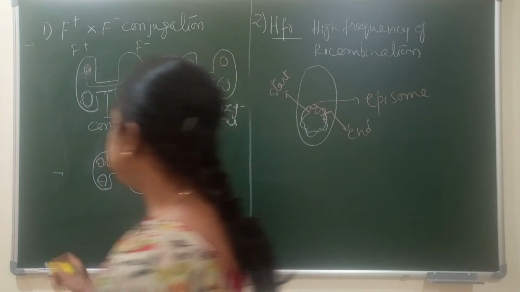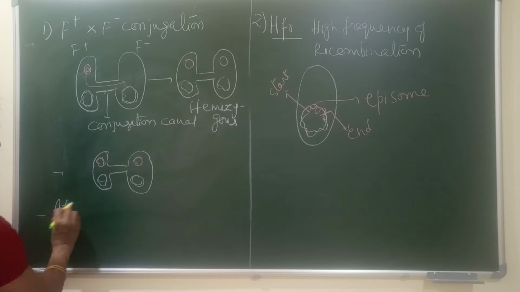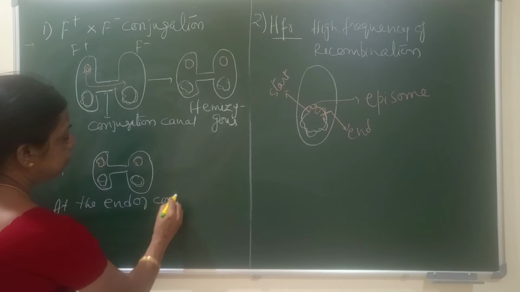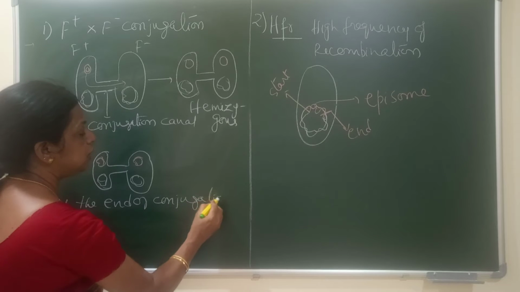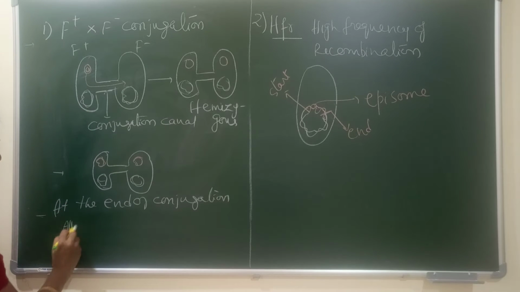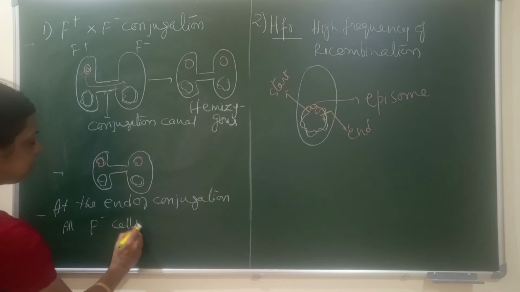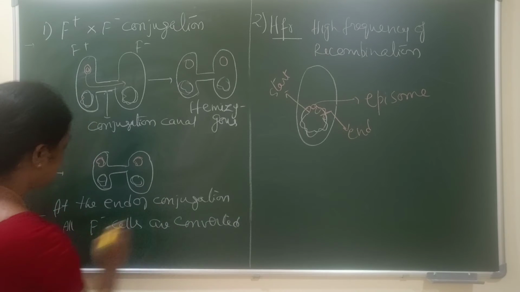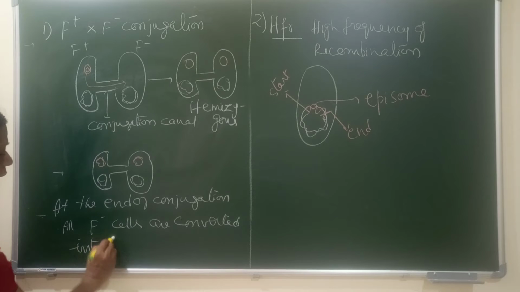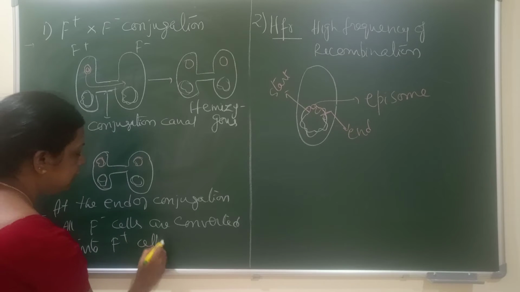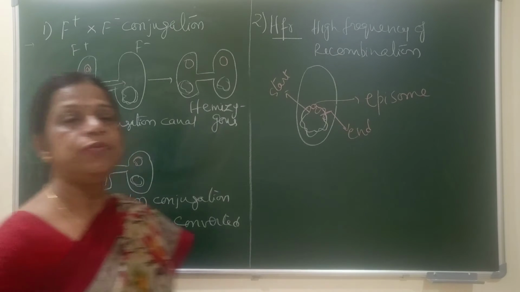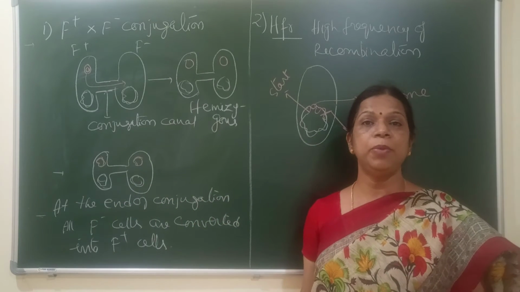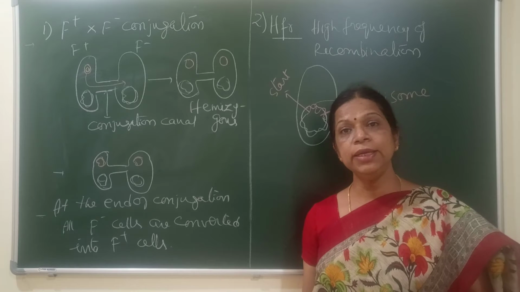So what happens at the end of conjugation? At the end of conjugation, all F minus cells are converted into F plus cells. This is a very important feature in this type of conjugation, and this is the most common type of conjugation. Very commonly it occurs.